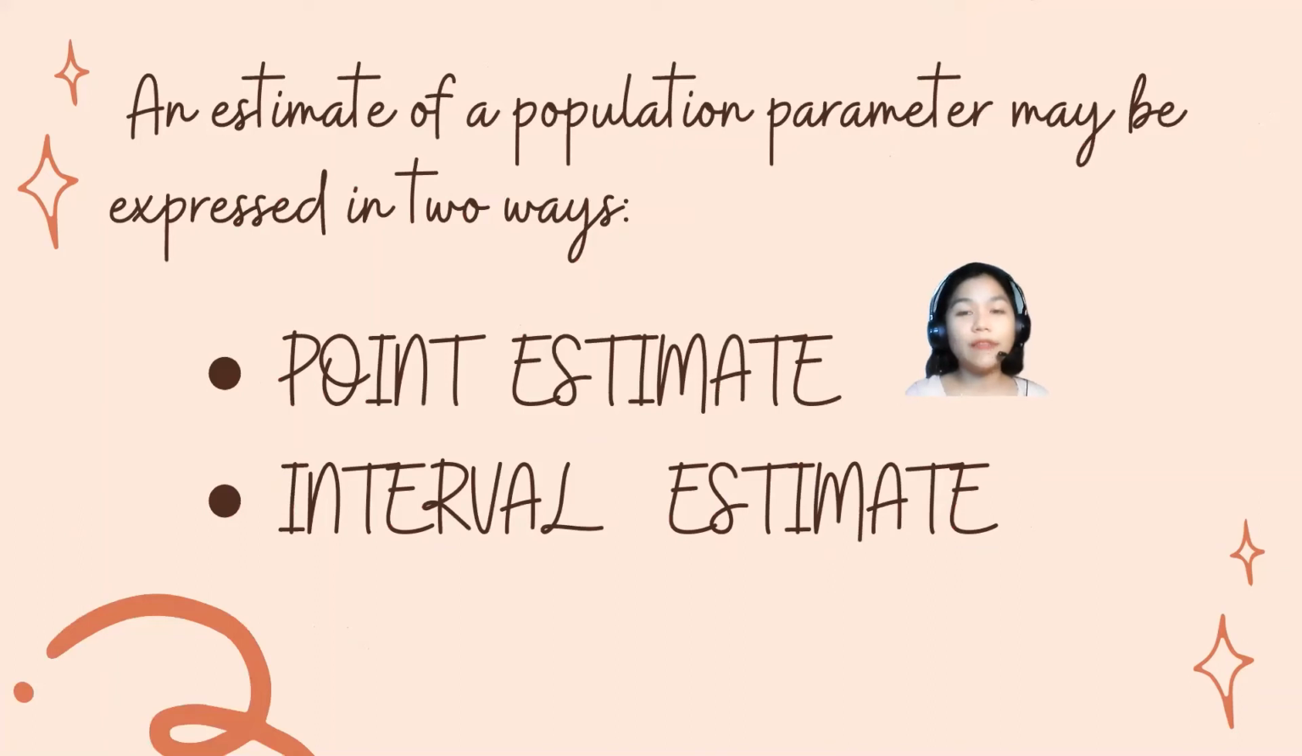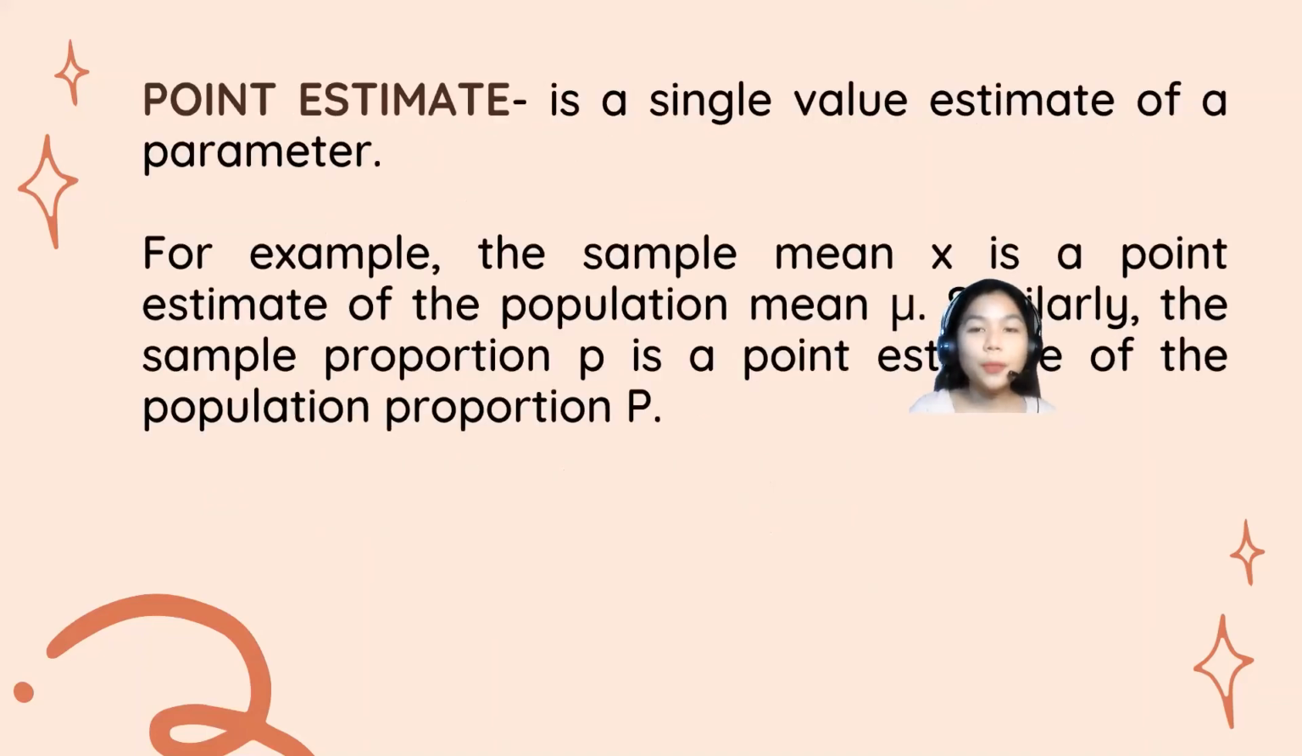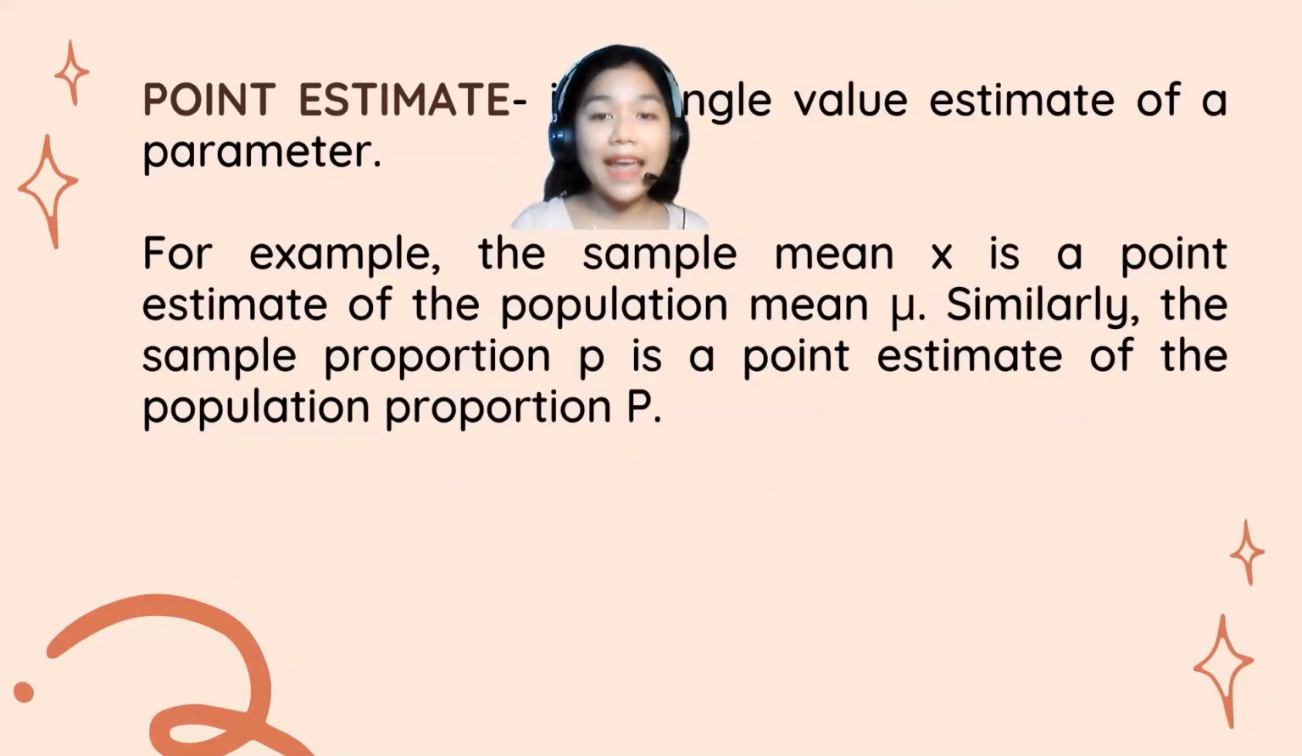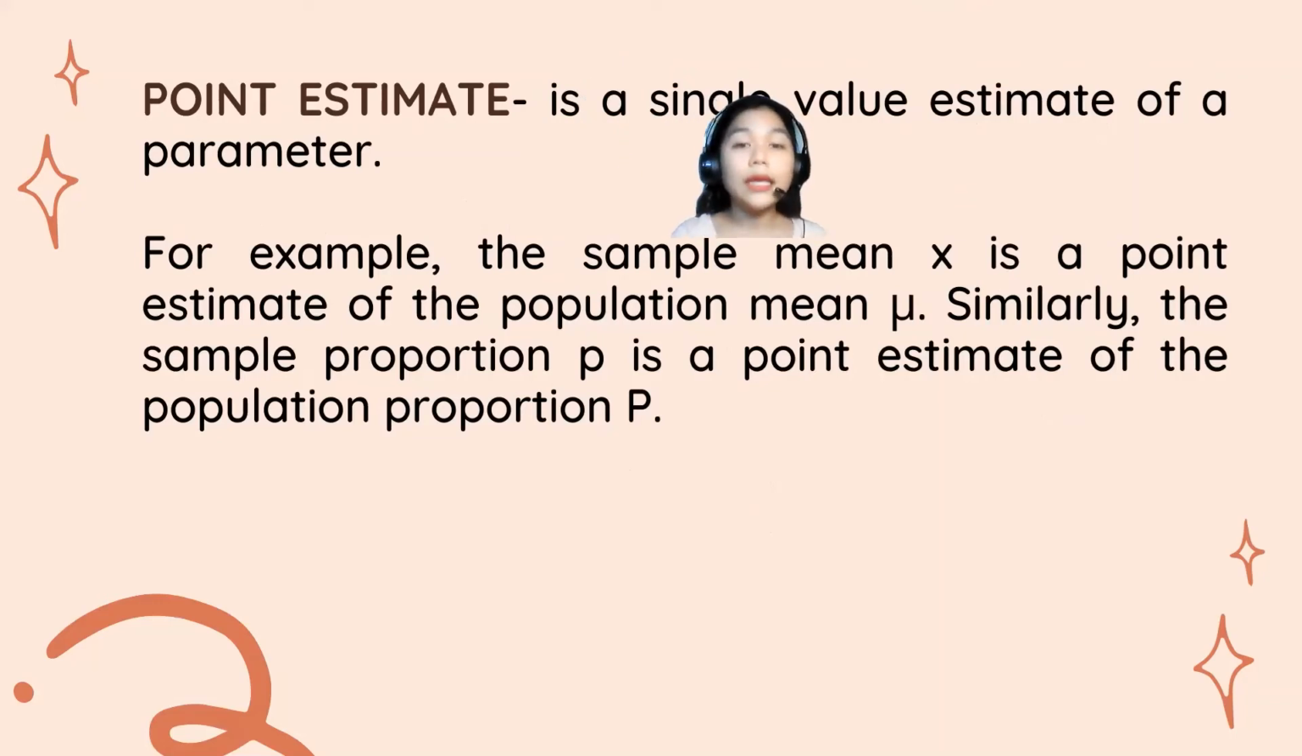Point or interval. Point, di ba kung point isa lang, so merong isang specific value. Di ba kung interval para siyang range, so dapat merong dalawang values. Yung lower limit at saka yung upper limit. Or may range tayo. Kaya nga tinatawag natin siya na interval. So point estimate is a single value estimate of a parameter. For example, the sample mean x, this is actually x bar, is a point estimate of the population mean mu.